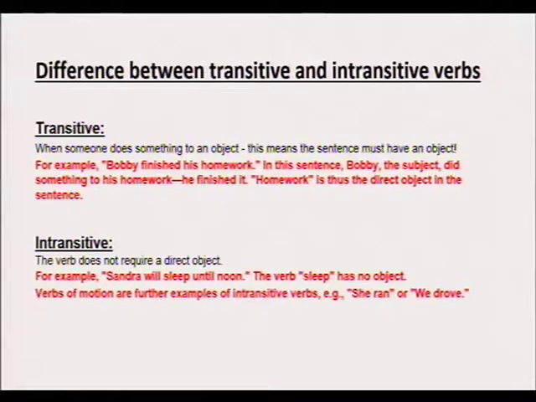For intransitive, the verb does not require a direct object. For example, Sandra will sleep until noon, and the verb sleep has no object. Verbs of motion are further examples of intransitive verbs. For example, she ran or we drove.